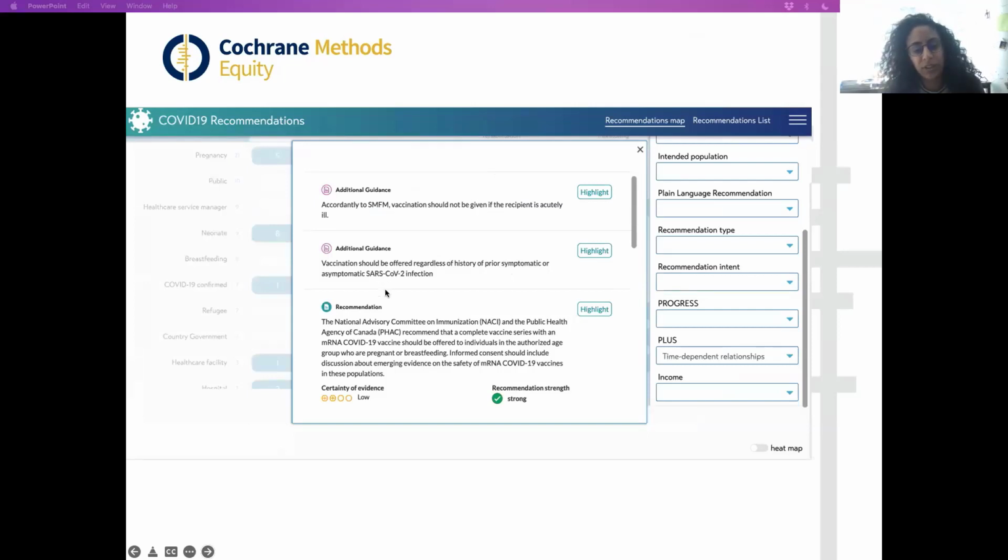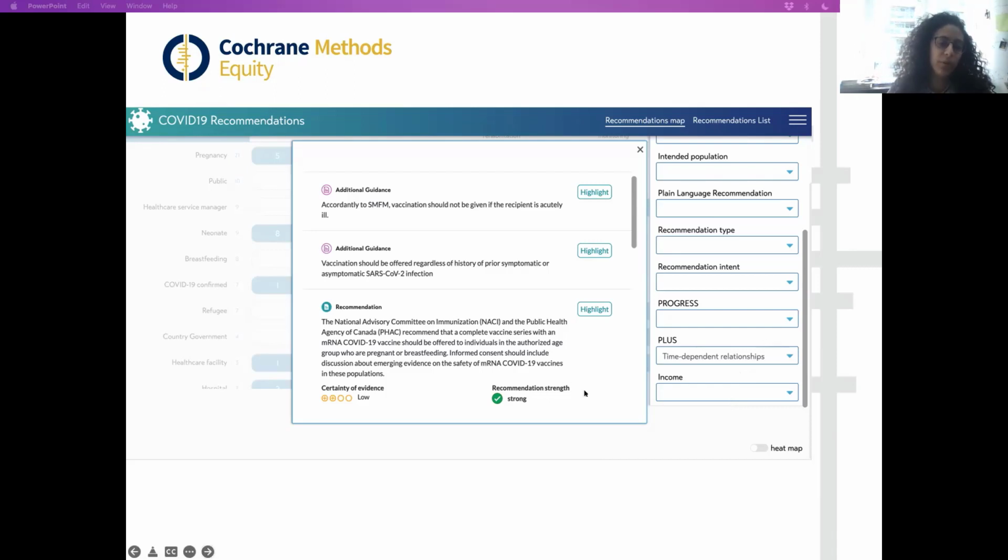On our next slide, I'll show you how, using the map view, you can filter. On the right side, you'll see the filter Plus has been chosen for time-dependent relationships. And so we've identified the following 3 actionable statements. We have 2 additional guidances and we have a recommendation. And the difference here is that a formal recommendation is a recommendation that followed the formal process of developing a recommendation, shows the certainty of the evidence, the strength of the recommendation, and is clearly, explicitly reporting on the evidence that it has used.